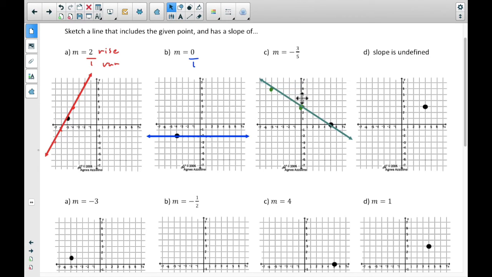Okay, so again, I'm going to use my straight edge. I'm going to connect those in a line. Undefined. So I don't know if you remember we talked about it. An undefined line is straight up and down, vertical like this.